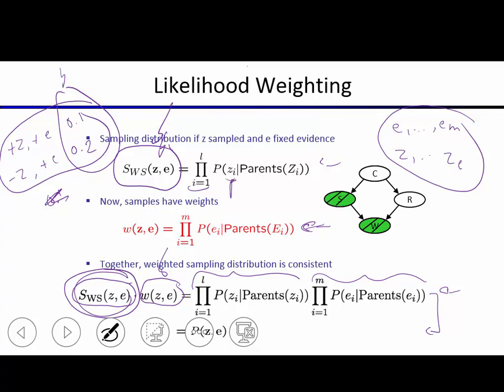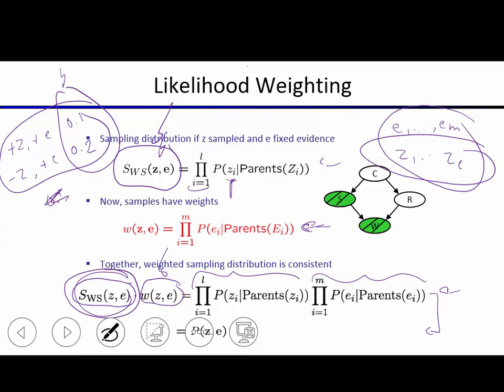I thought you fixed all the variables except the last one and you're only actually sampling the last one. The way we define the notation here is that you start with a set of variables that could have any names and then you rename them. The ones that are instantiated you call E1 through EM. The ones that are not instantiated you call Z1 through ZL. The Z variables are the ones that you sample, and the E variables are the ones that you just keep fixed as they are. It doesn't depend on whether they're last or first, just on whether they're evidence or not.